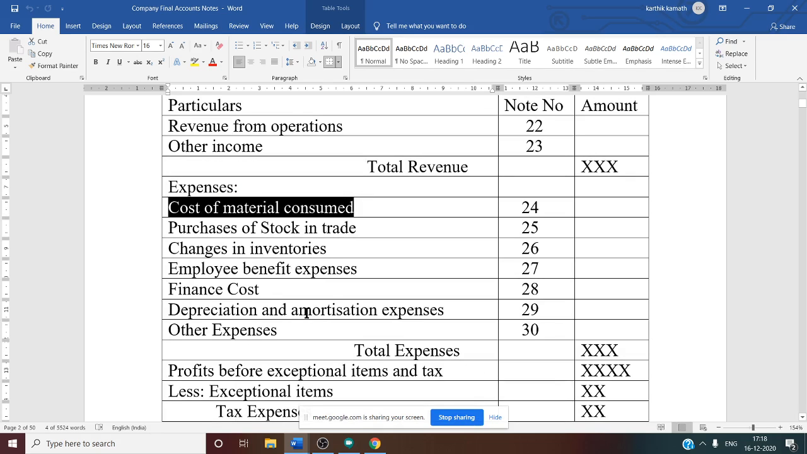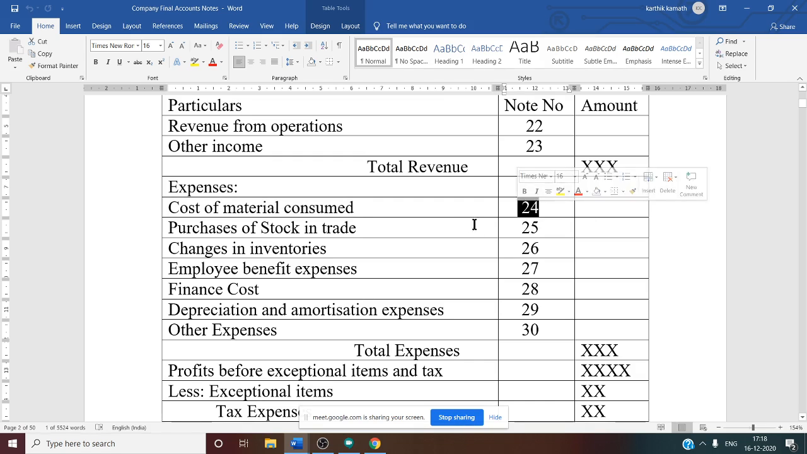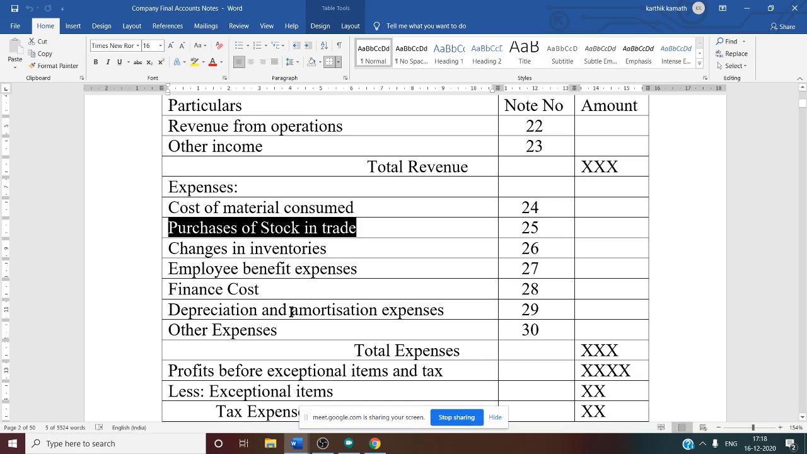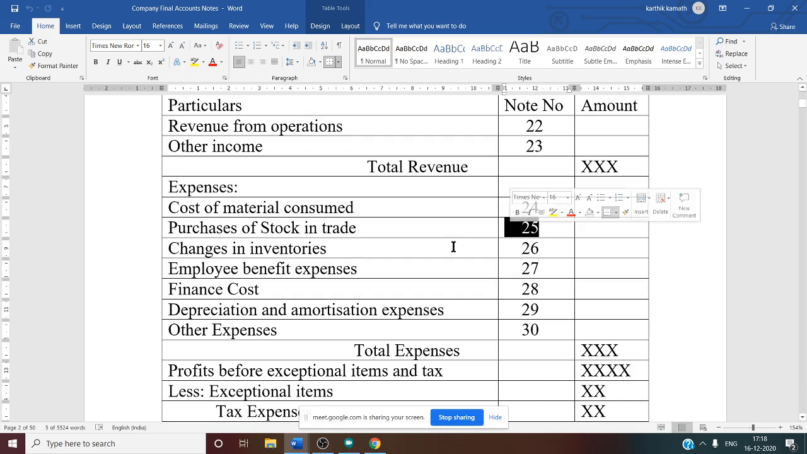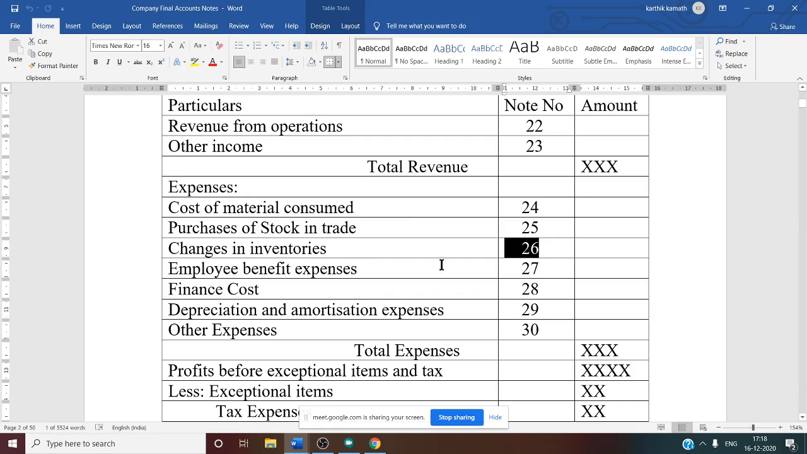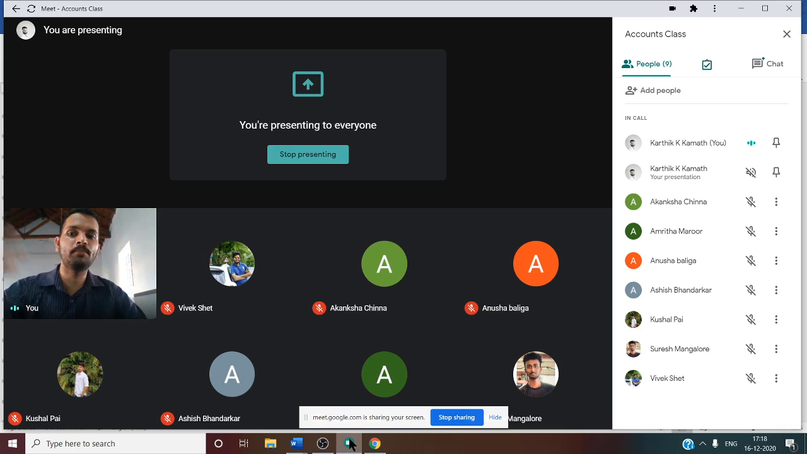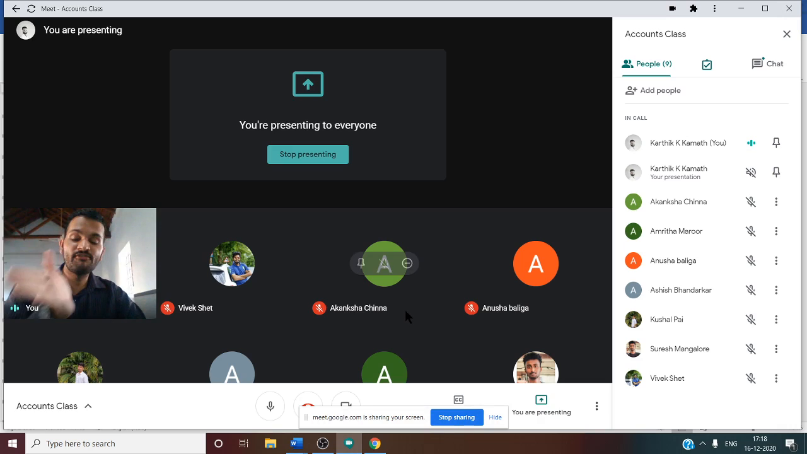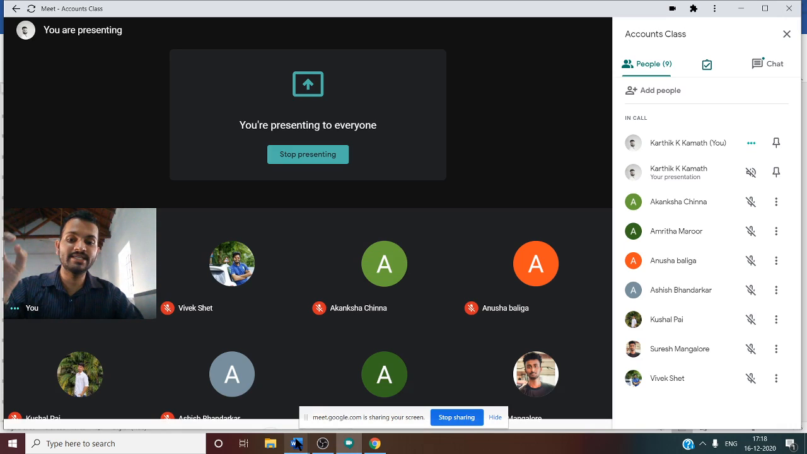So for example, cost of material consumed, like raw material, work in progress, spare parts, etc., you have to consider under working note number 24. Then purchase of stock in trade, purchases minus purchase return, that is working note number 25. Changes in inventory, opening stock minus closing stock, you have to consider, that is working note number 26. And employee benefit expenses, any remuneration given to the employee, that may be in the form of salary or wages, that you have to consider under working note number 27.